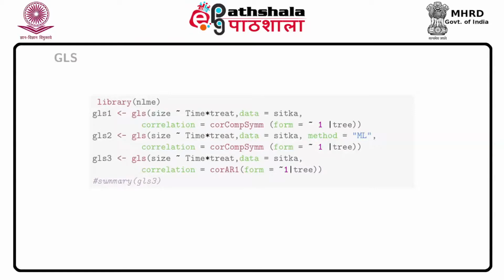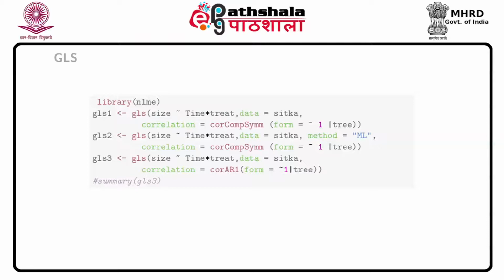So we call library nlme, and then we use the same models GLS1, GLS2 and GLS3. Note that it's the same model as GEE1, GEE2 and GEE3. The only difference is that here the correlation structures are the same for GLS1 and GLS2. The difference comes in that for GLS2 the method is maximum likelihood. For GLS1 nothing has been said, so if the method argument is not specified, it means restricted maximum likelihood estimates. For GLS3 we take a different correlation structure.